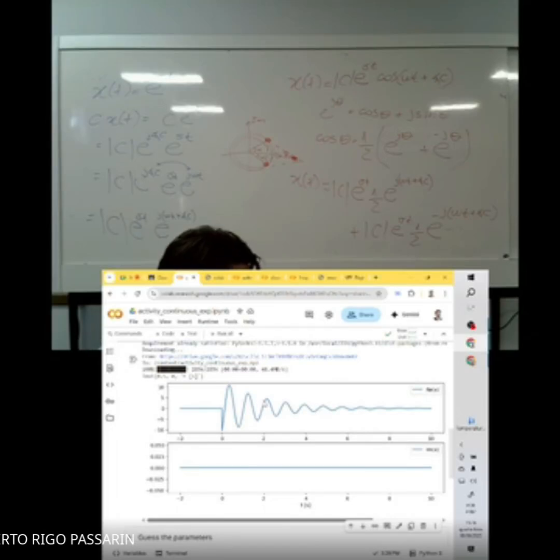Now, what I want to show you is that exponentials are orthogonal bases for the representation of signals.